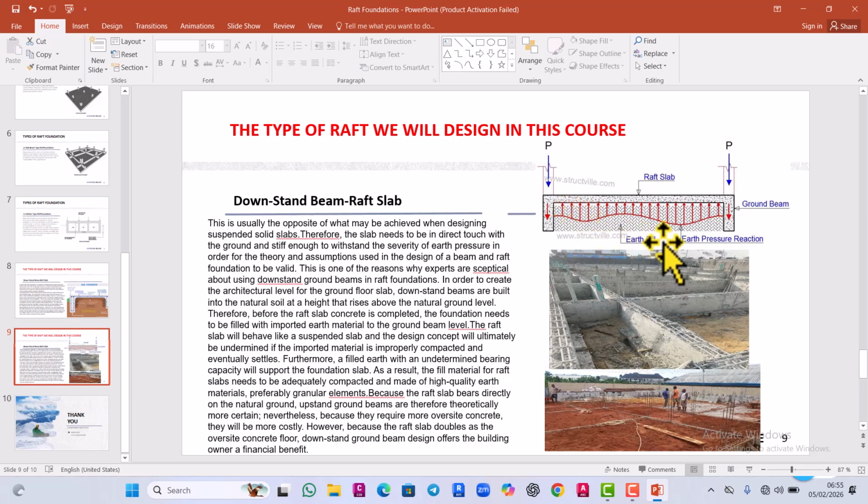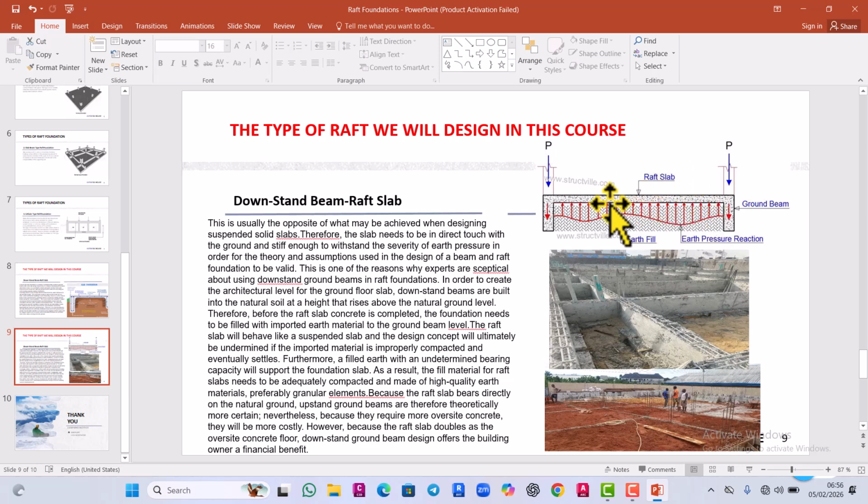In your solid suspended slab, the bending moment is always downward this way. But when you have a raft slab, because of the earth pressure, your bending moment will now be upwards. That means the upper part of the slab will now be in tension. But in a suspended slab, the downward part is in tension. I don't know if you can see the principle here now.